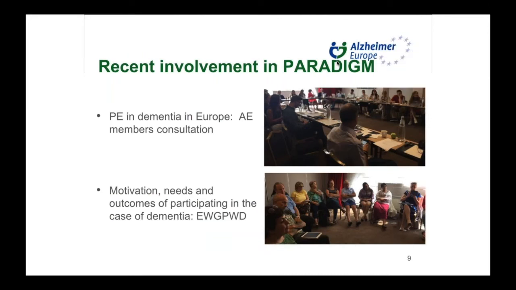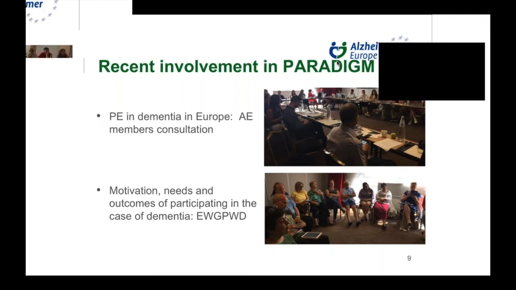In terms of our involvement in Paradigm, a very important first idea is the need to understand better how patient engagement in the area of dementia currently stands in Europe. So we are working with our members to get a better understanding of the involvement of people with dementia in developing drugs in Europe. We already had a consultation with our members, and a short survey about their experiences and what they're doing in that domain. But also, to understand the more granular needs, we had one of the workshops that Matthew mentioned at the beginning, a consultation with our group of people with dementia in Brussels in June, where we tried to understand better the motivation, needs, and outcomes of participating in patient engagement in the case of people with dementia. Next, please.